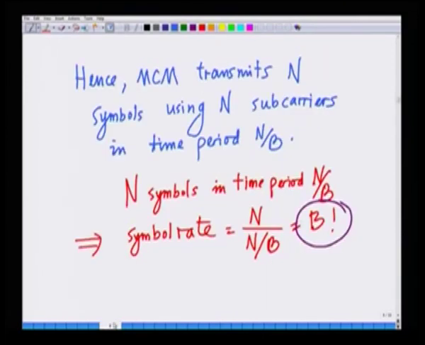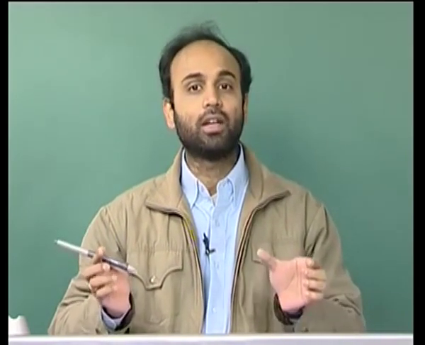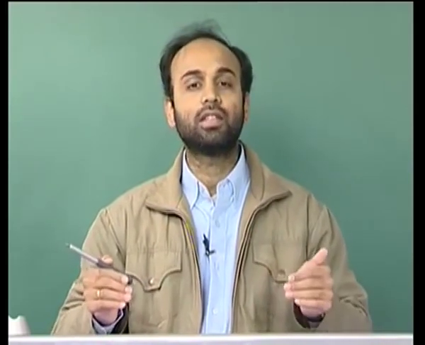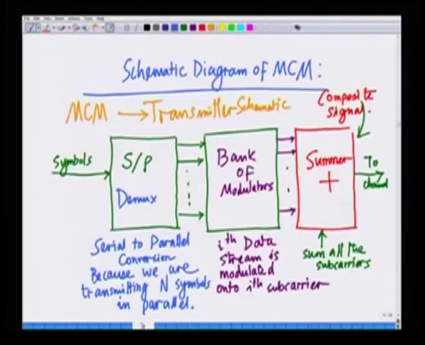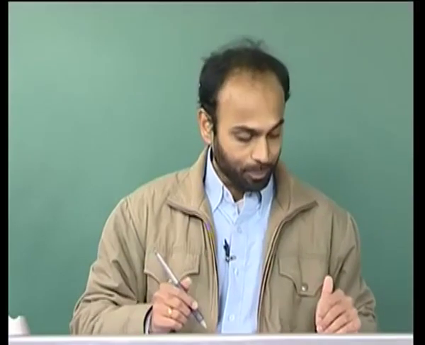Further, we said that multi-carrier modulation transmits N information symbols in parallel over a time period of N over B. Remember, the time period also increased to N over B. Hence, it transmits N symbols in N over B, which essentially means it is transmitting one information symbol in a time period of 1 over B, giving a data rate of B symbols per second, the same as a single carrier system. We also looked at the schematics of the transmitter and the receiver.